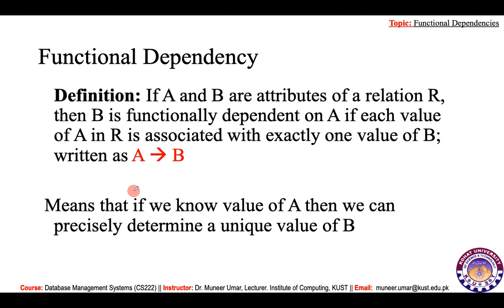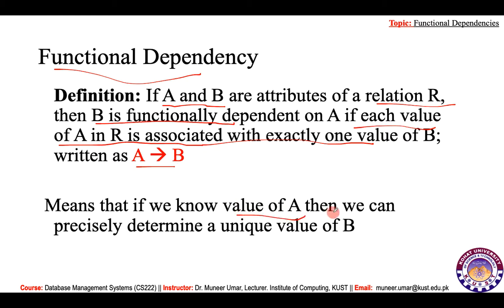So the first thing is functional dependency. Suppose we have a relation R, or table named R, and it has two attributes A and B. Then we can say that attribute B is functionally dependent on attribute A if each value of A in R is associated with exactly one value of B, written as A determines B. It means that if we know the value of A, then we can precisely determine a unique value of B.